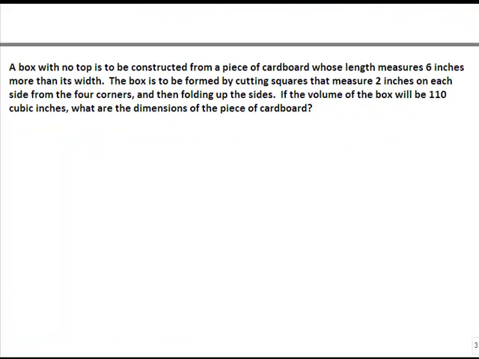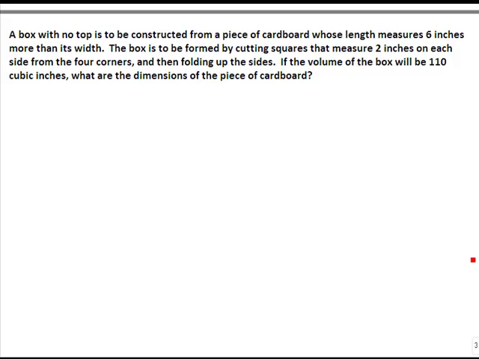Okay, in our last example here, this is also a very common type of problem that you see in most math textbooks. A lot of times it's assigned for homework problems. So we're going to try one of these. It's the box problem. Here we have a box with no top to be constructed from a piece of cardboard whose length measures 6 inches more than its width. The box is to be formed by cutting squares that measure 2 inches on each side from the 4 corners, and then folding up the sides. If the volume of the box will be 110 cubic inches, what are the dimensions of the piece of cardboard?